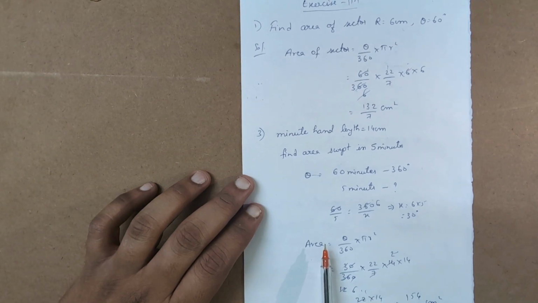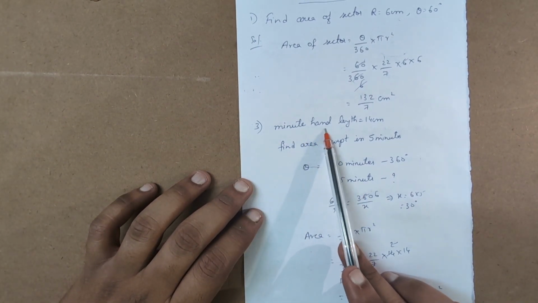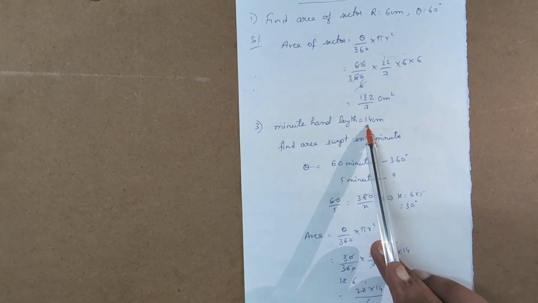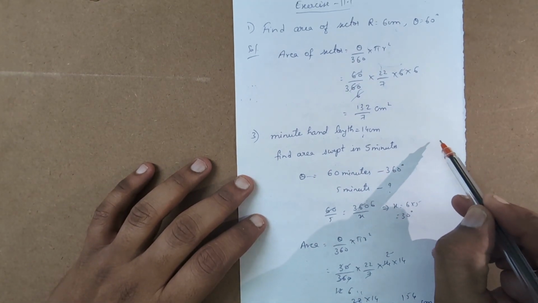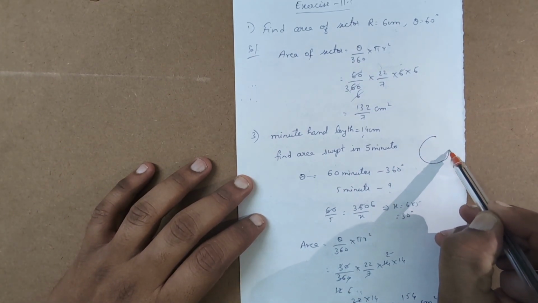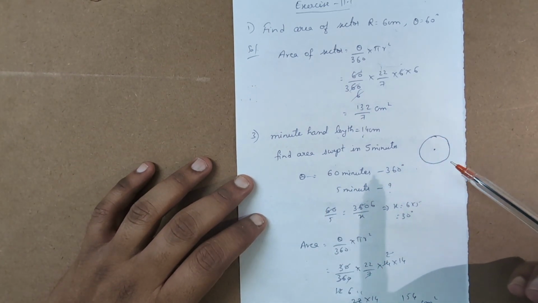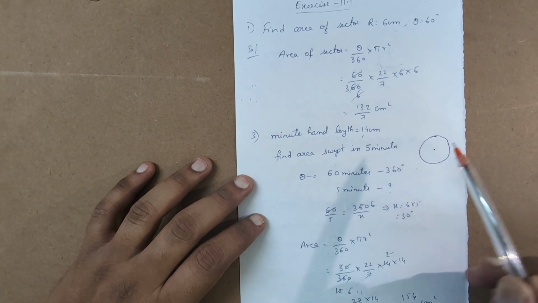Okay, so let's see the next question, that is the third question here. Here they have mentioned the minute hand length is 14 centimeters. Find the area swept in 5 minutes. Suppose this is a clock here, and they are asking only for the minute hand. So you can consider the minute hand length as the radius, which is 14.